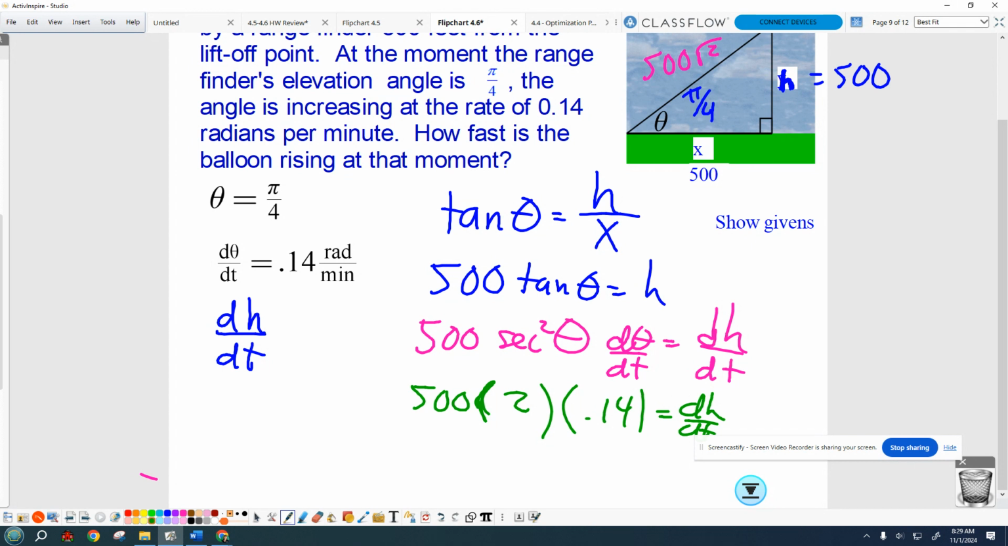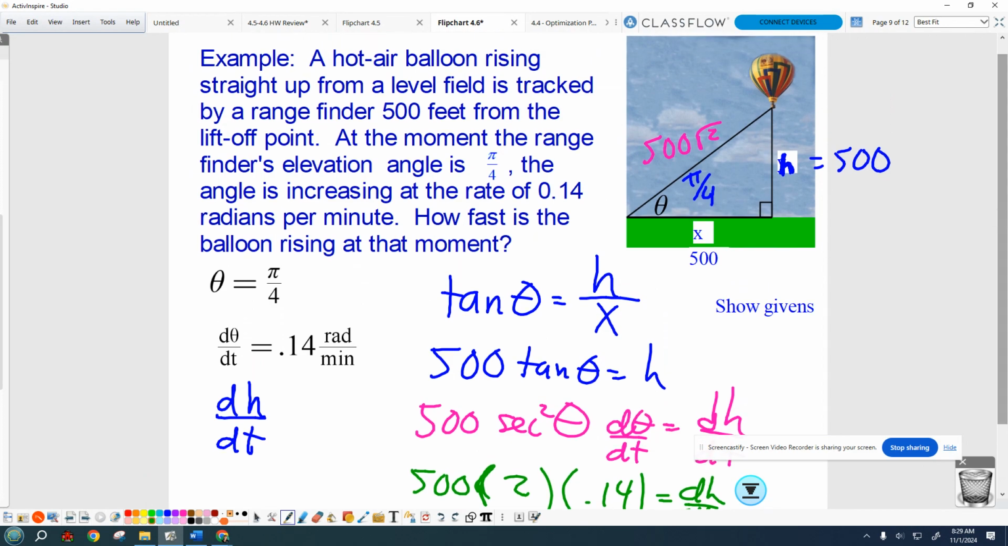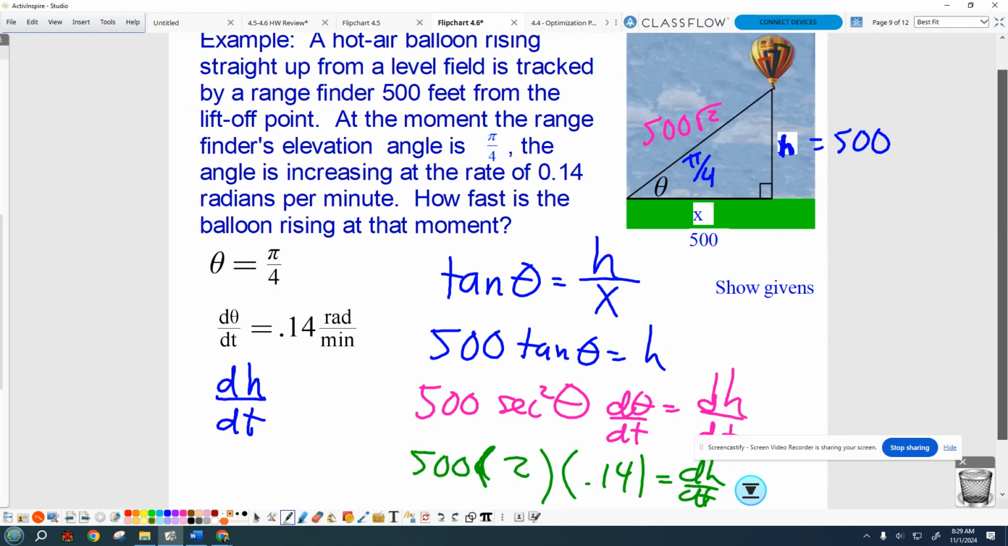We got a calculator? No. 140, what per what? Feet per minute?